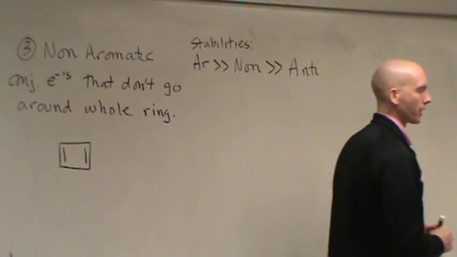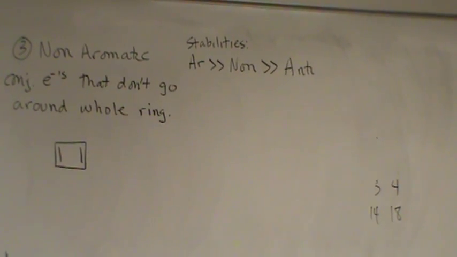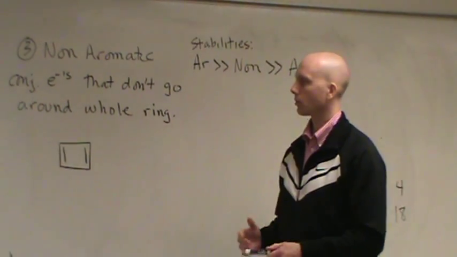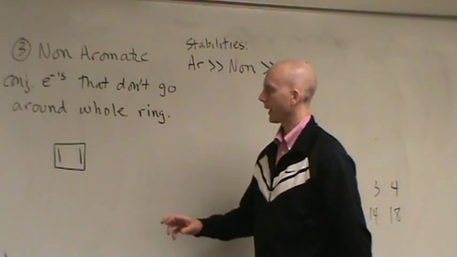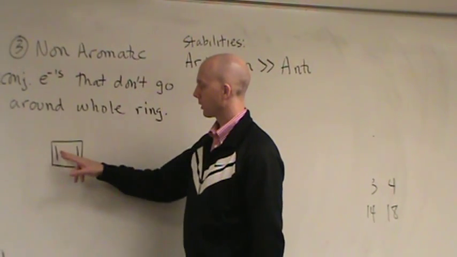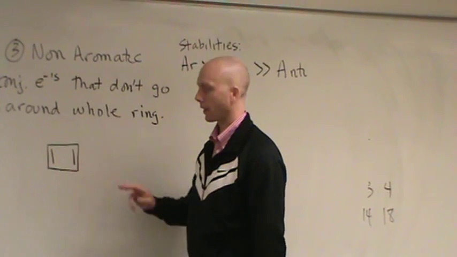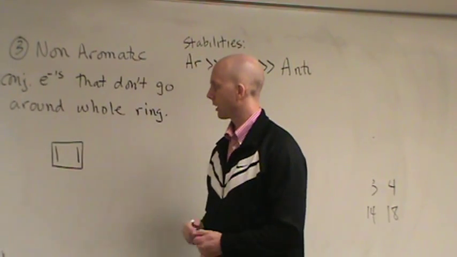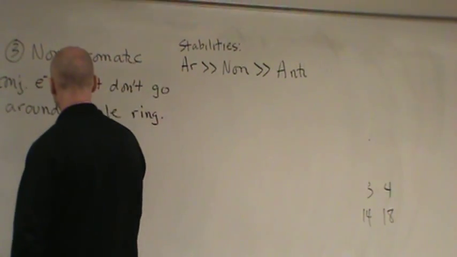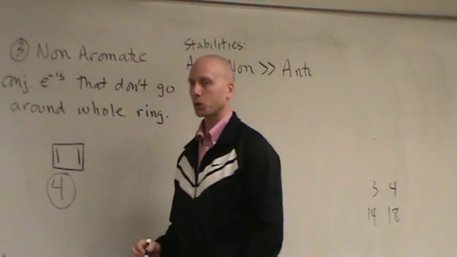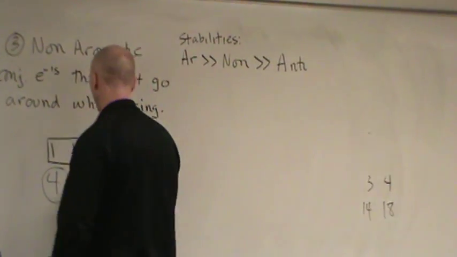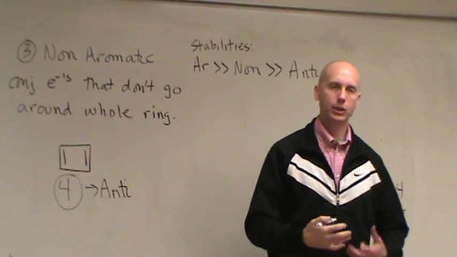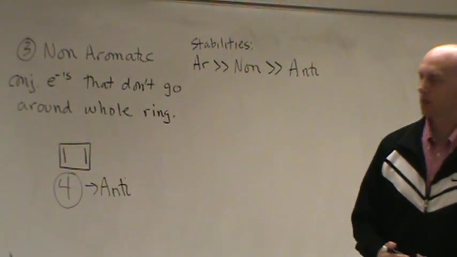Let's start off with this molecule here. Can you predict whether that molecule is aromatic or whatever? Well, what do we have? We have a ring, good. We have conjugated electrons around the whole ring, good. So that means it's either anti or aromatic. Then how many do we have? We have 4. And 4 is a magic number for what? Anti. So this molecule would be extra unstable, wouldn't it?